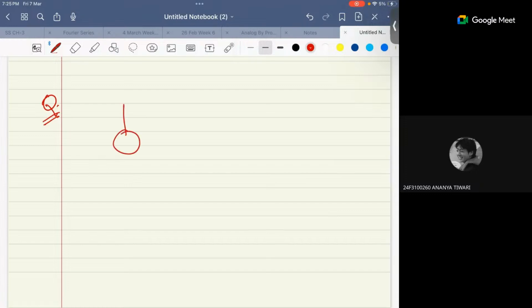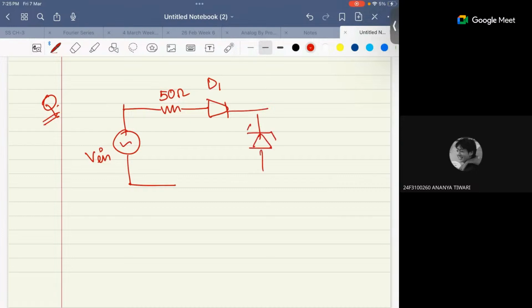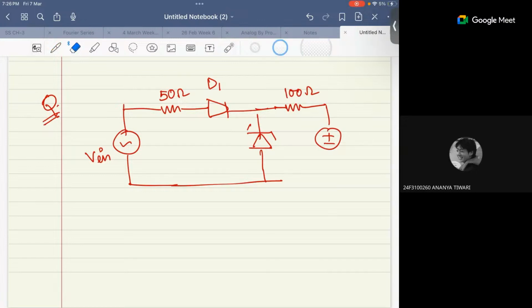You have a V input. You have a resistance of 50 ohm. You have a diode D1. You have a Zener diode. You have a resistance here of 100 ohm, sorry, and you have a voltage source of 15 volts. So you have a voltage source of 5 volt.